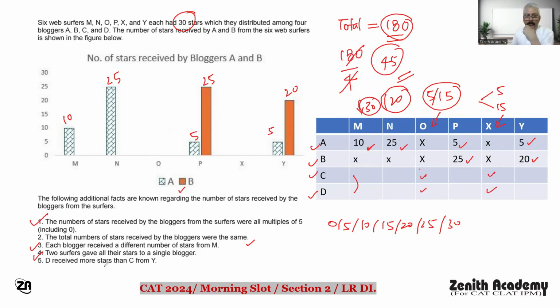And D receives more stars than C from Y. So D will receive more stars. So if it is A, then B will receive greater than A. So let's see the final presentation.